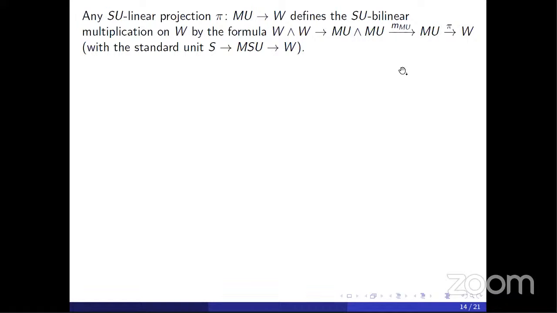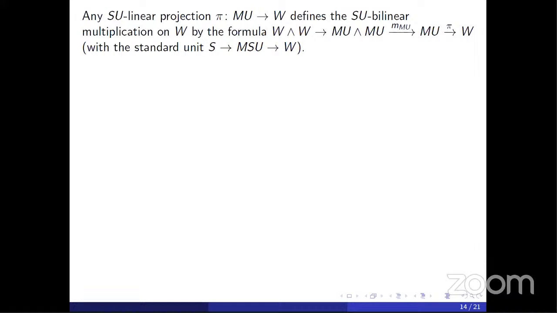The standard unit is the unit which is obtained from the unit in MSU by forgetting. We have the unit in MSU and we can forget it to W, and we say that the multiplication has the standard unit if this element is the unit of this multiplication. And this multiplication has the standard unit if and only if this operation is a projection to W. And if pi is SU linear, we obtain the SU bilinear multiplication.